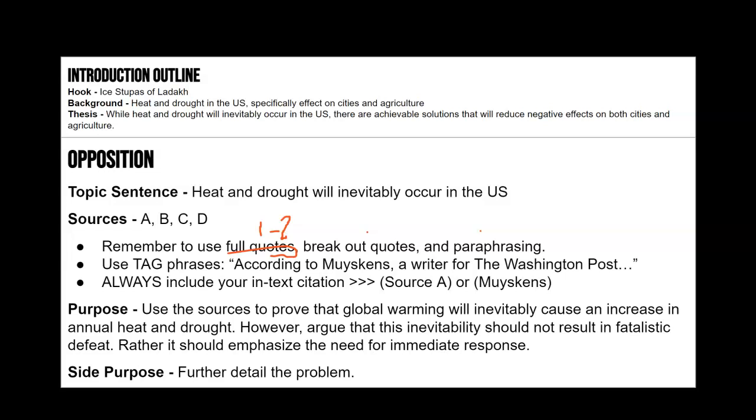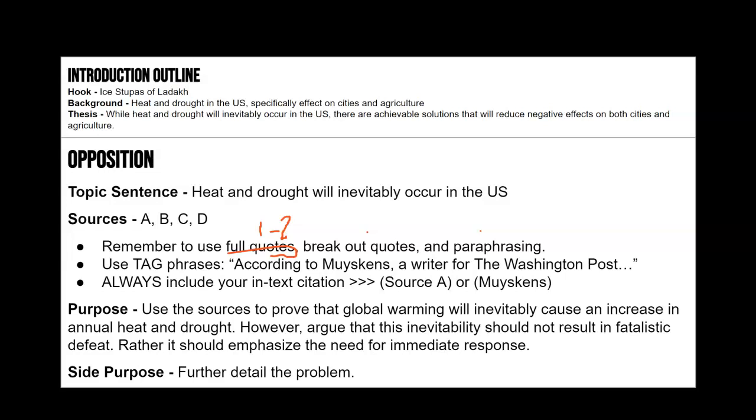Even if you have this tag phrase, please include your in-text citation because that's how they'll be able to count how many sources you've used, because you have to use 3 different sources at minimum. So always include your in-text citations, and you can either do that by writing source A or the author's last name. Just be consistent as to which way you go.